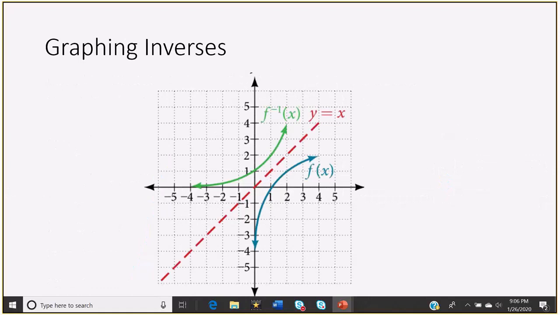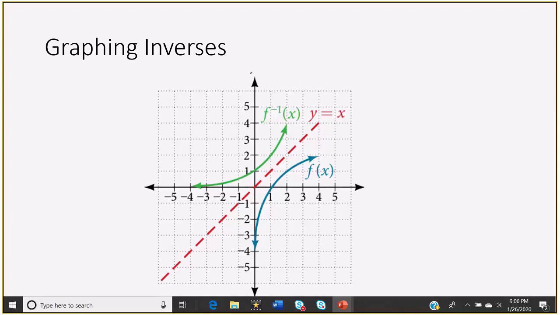Now, graphing inverses. I don't think we'll be graphing anything on the take-home or the midterm. But it's worth talking about. Probably will show up on WebWorks because that's just how WebWorks is. So how you graph an inverse.